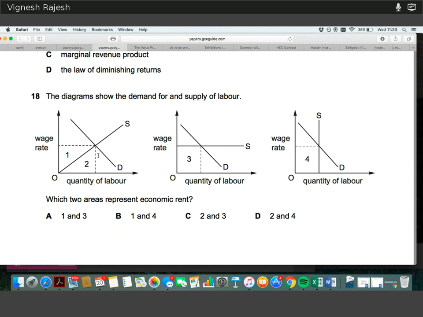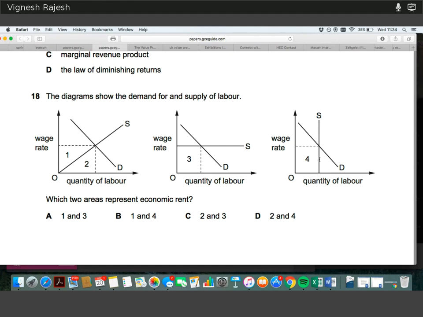This is in terms of the labour market, so the supply is actually workers who are looking to get hired. As we can see, there are some workers who are willing to work at quite low wages, but the market wage that's charged is up here. So there is an excess payment made to these workers who are suppliers of labour. So we can see 1 should be part of it, which means you can cut out C and D immediately.